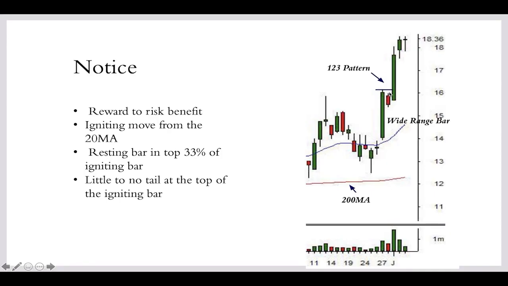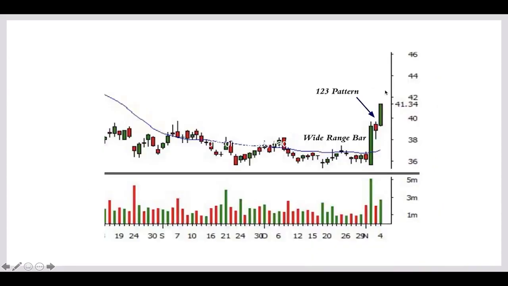So it'd be right here. Our stop loss would go right below the resting bar. And this is a 1, 2, 3, right? 1, 2, 3. Perfect. We could see also the resting bar is in the top 33% of this candle. Awesome. Let's look at another play.